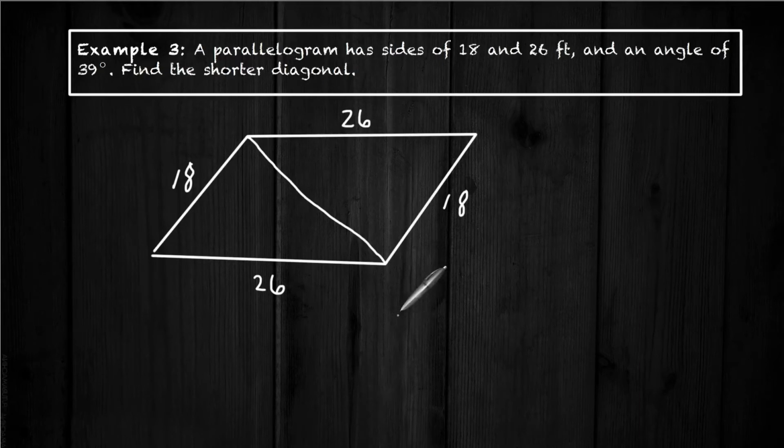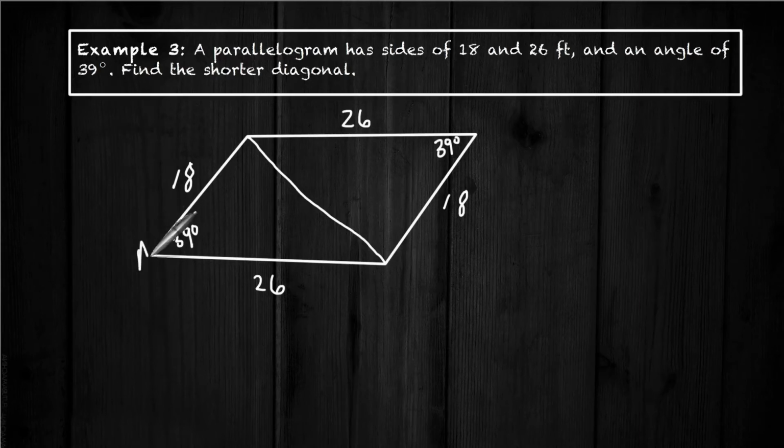All right, so we have an angle of 39. So we know that that is 39 degrees, not that, because that is an obtuse angle. So this is also 39 as well. And so look what we have. We have a side, angle, side, triangle, and we can use that to find the length of the shorter diagonal.